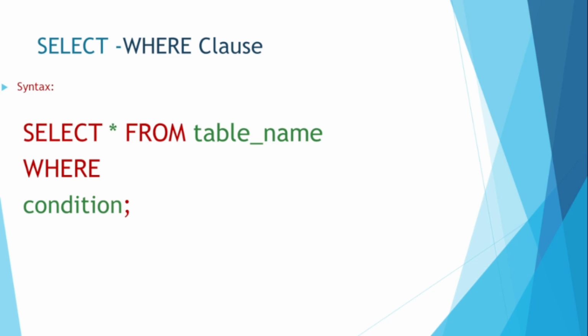If it is a condition, we should have operators, right? If we are using operators, we can filter data. By using operators, we are going to create a condition. By using the condition, we are going to filter data in a table. Now we are going to start with examples.